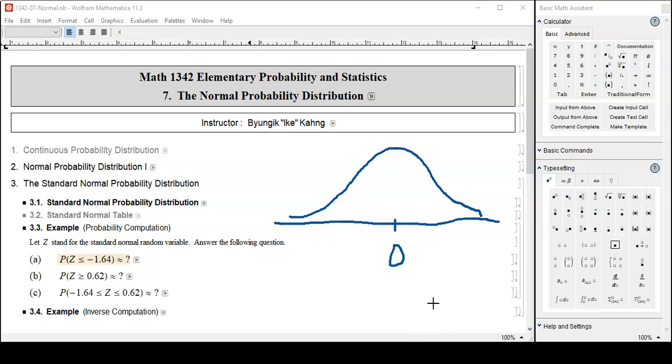And now, where is negative 1.64? Is it to the left or to the right? This says negative 1.64, so it's to the left. Does it make sense? Finally, do I shade left or right? Z is less than negative 1.64, and in mathematics, less is to the left. So shading is to the left. So we are looking for the area of this shaded region.